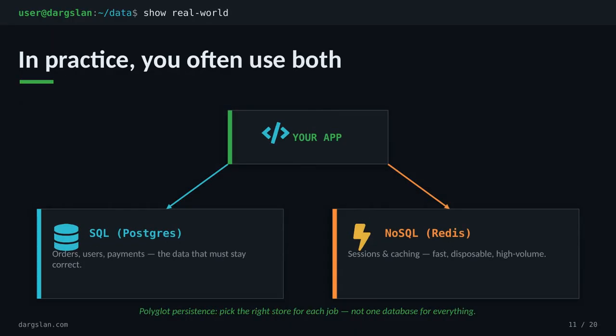Here's the twist, though. In the real world, it's rarely one or the other. Most production apps reach for both. Postgres holds the data that absolutely must stay correct: orders, users, payments, while Redis handles the fast, disposable stuff like sessions and caches. That's polyglot persistence. You pick the right store for each job instead of forcing one database to do everything.